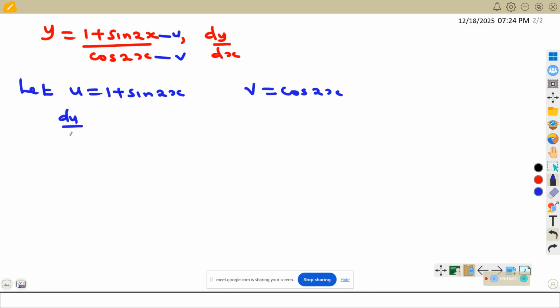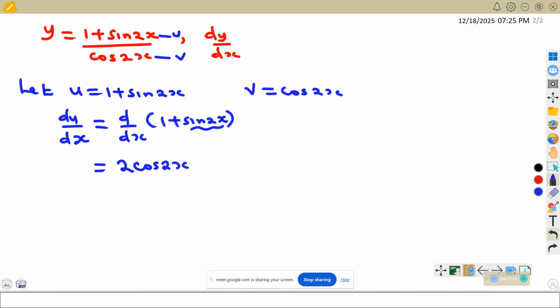So we shall differentiate u with respect to x. This is the same as differentiating 1 plus sine of 2x with respect to x. When you differentiate 1, you get 0. What do you get when you differentiate sine 2x? Anyone to give us the answer there? When you differentiate sine 2x, what do you get? You get 2 cos 2x. Okay, thank you.